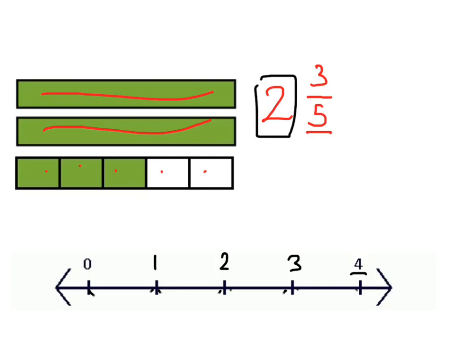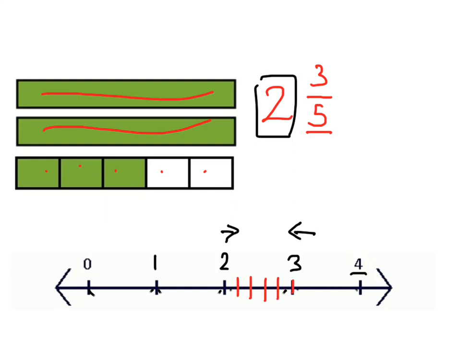I know it's going to be greater than 2, and it's not quite 3, right? We have 2 and 3 fifths, but that's less than 3. So it's going to be in here somewhere between 2 and 3. This is really the only place I should cut into fifths. 1, 2, 3, 4, and 5 fifths, of course, would be 3.